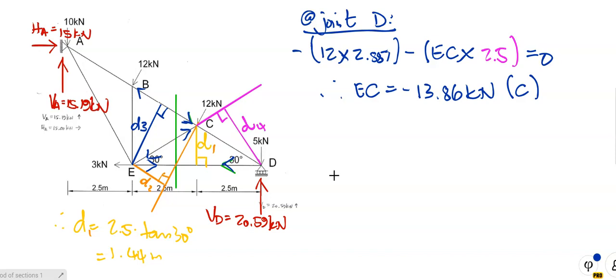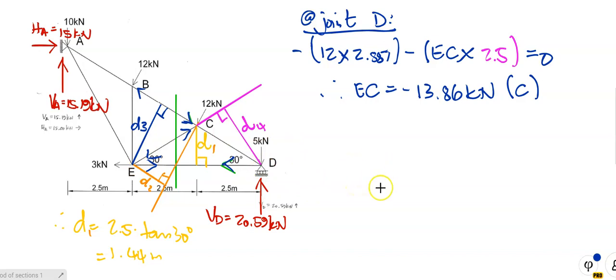And then you take moments about the point which will eliminate 2 of the 3 unknowns, to find the third one. Then you take moments about a second point to eliminate 1 of the 2. And then you take moments about another point to find the remaining one. And then you're done.